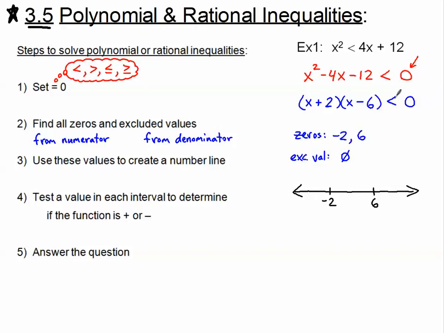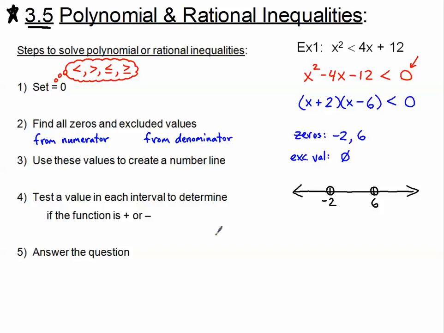I'm going to take a quick look at my inequality symbol, and since I know that this is strictly less than, I'm not actually including the zeros like these symbols. These symbols would be including the zeros. Since this is strictly less than, I like to put an open circle right here and an open circle right here, because I'm not actually interested in when we're equal to 0. I just want to know when we're going to be less than 0.